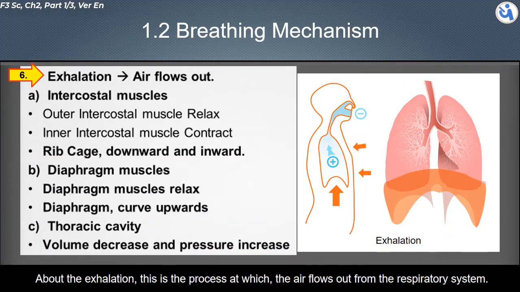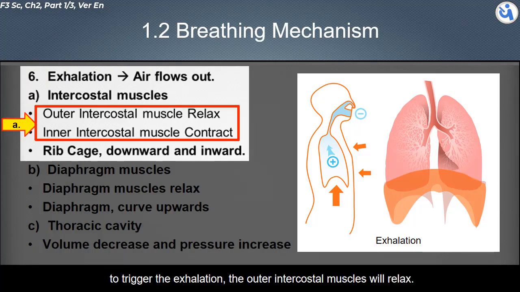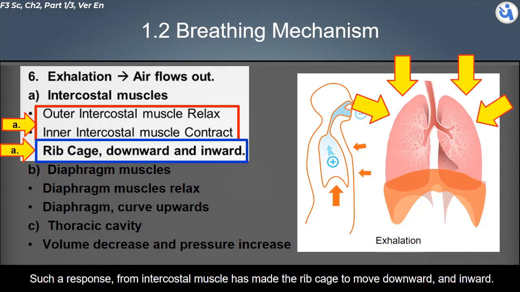About the exhalation, this is the process at which the air flows out from the respiratory system. About the intercostal muscles. To trigger the exhalation, the outer intercostal muscles will relax. The inner intercostal muscles will contract. Such a response from intercostal muscle makes the rib cage move downward and inward.